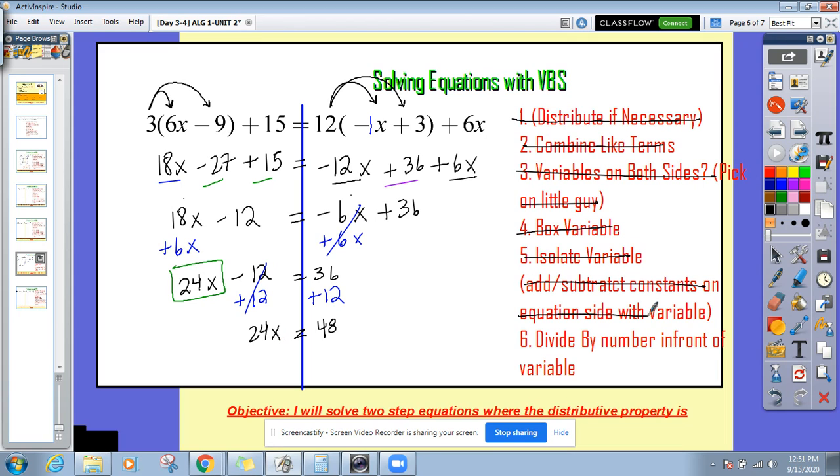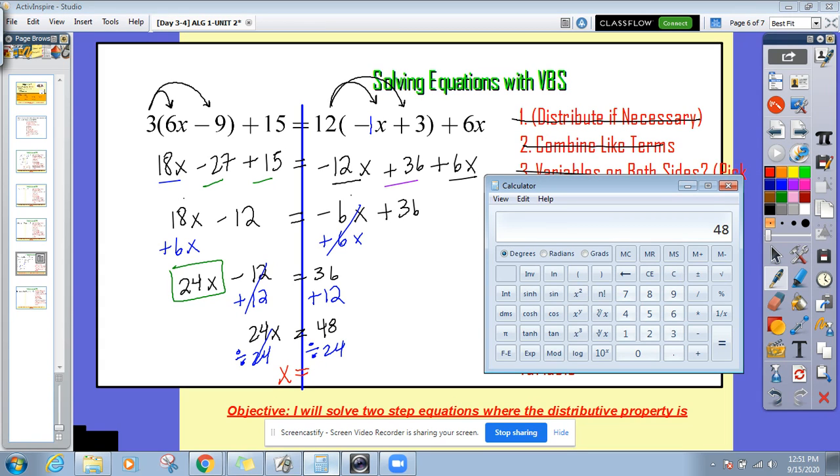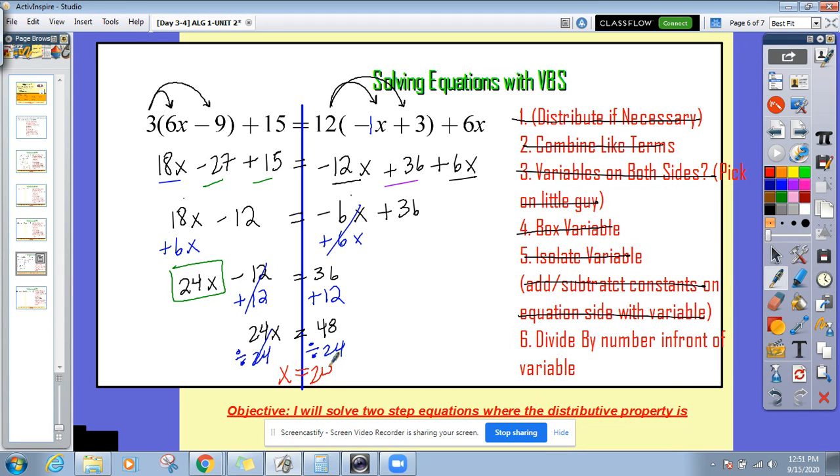It's all by itself. All we have to do now is divide by the number in front of the x, right? So we end up with x is equal to 48 divided by 24. So 48 divided by 24 is 2. And so this is solving equations where the distributive property is necessary. And we've included all of our steps there, all right?